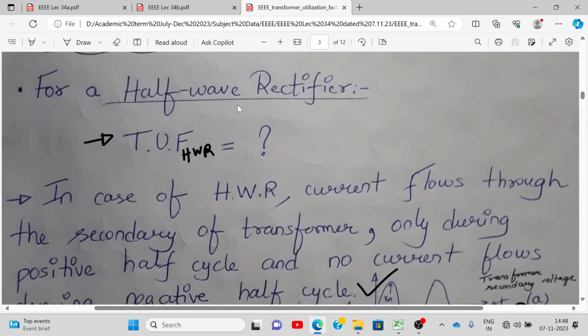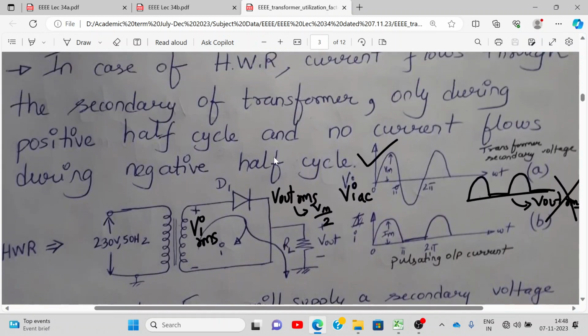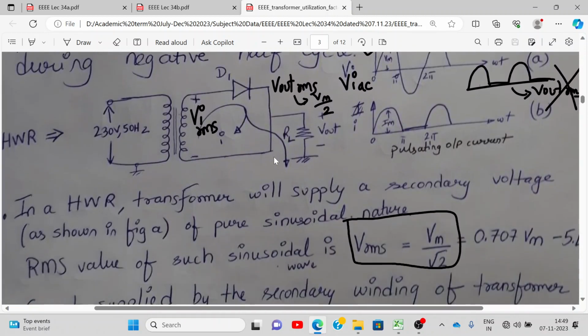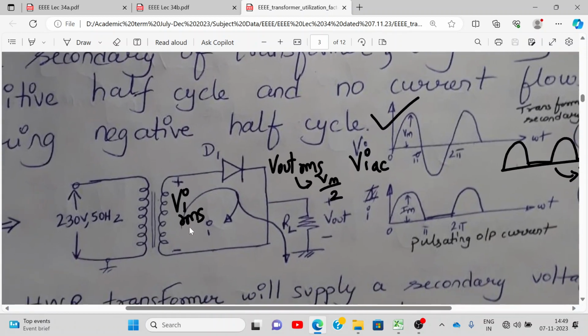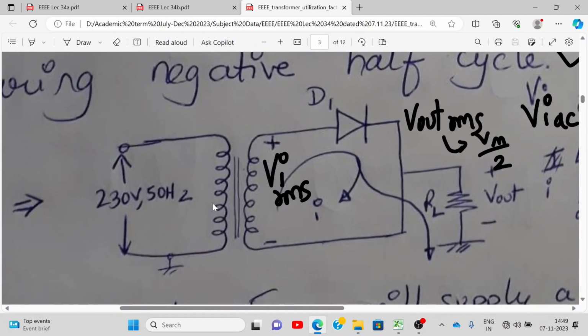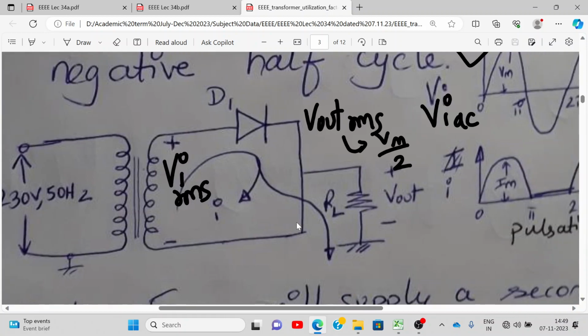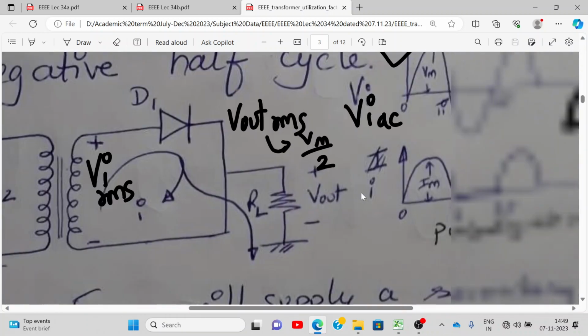So we need to find the half wave rectifier TUF. So tell me, for a half wave rectifier, what is my VRMS? That means, this is my half wave rectifier. Can you see this? We are asking what is my VI RMS. Can you tell me how much it is? See, V out RMS is VM by 2, right? We have derived it now. V out RMS is VM by 2. But what is VI RMS? Tell me.